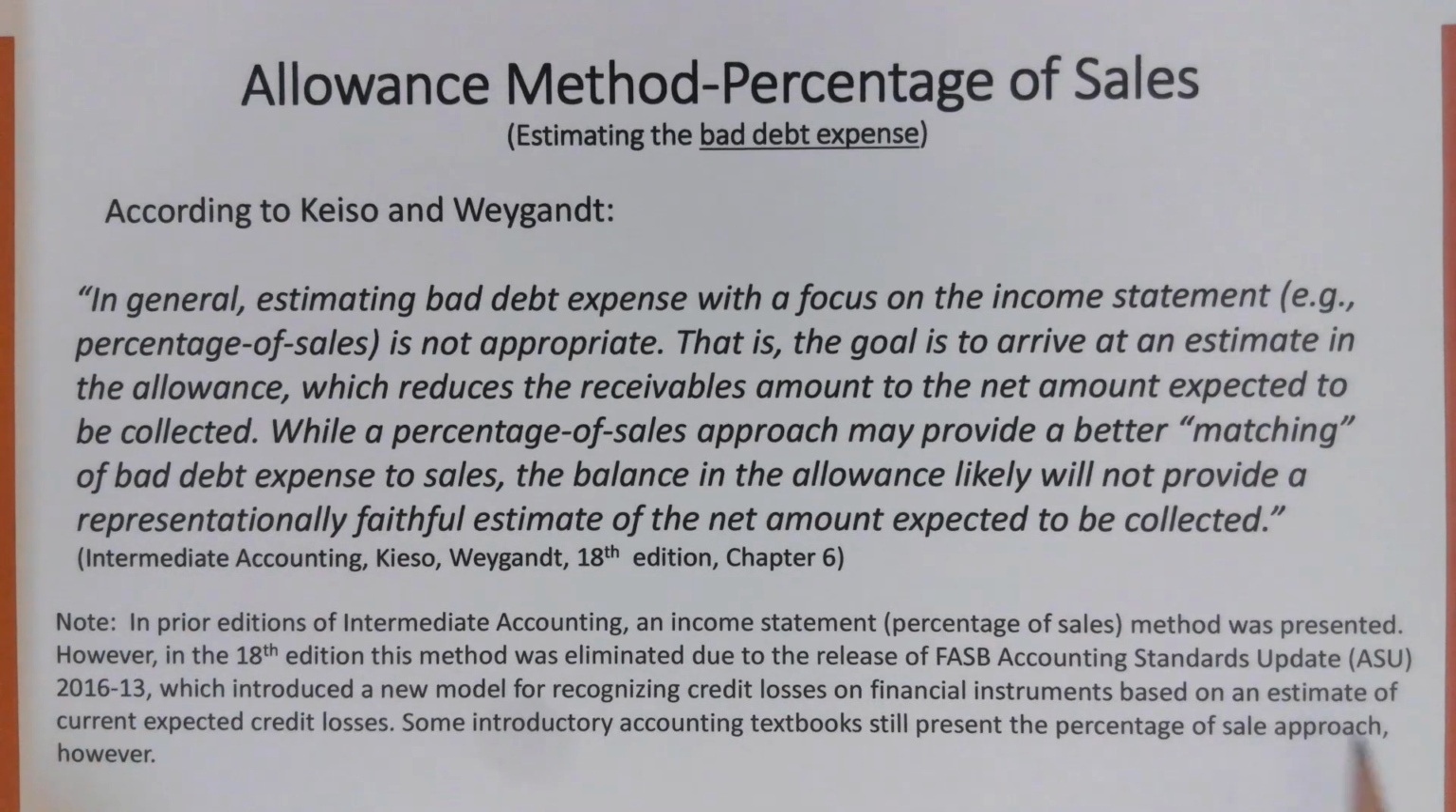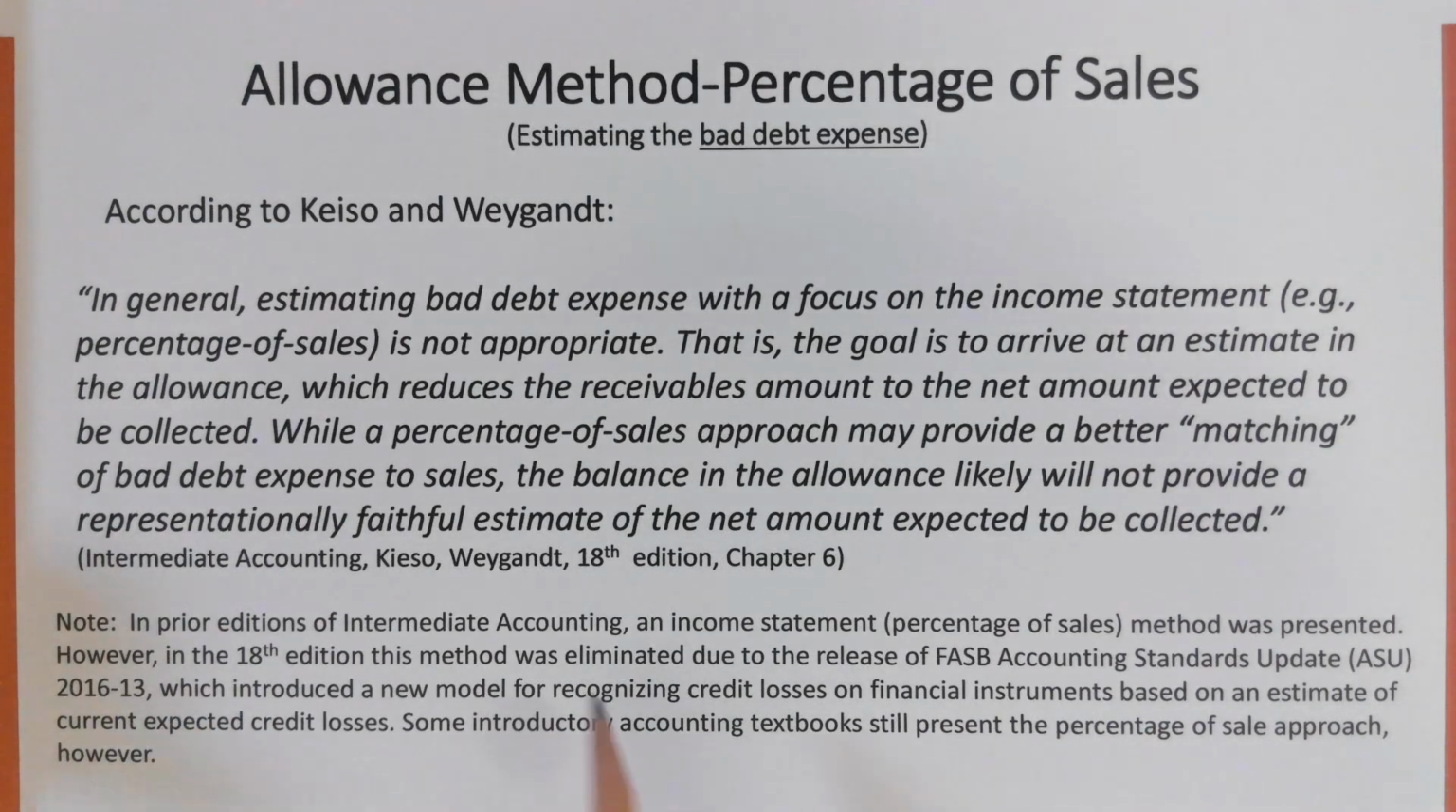this ASU, Accounting Standards Update 2016-13, which specifies, in a pretty high level of detail, how to estimate your losses for bad debt and such things, it indicates that you really need to look at the accounts receivable instead of trying to estimate it based on the amount of sales.